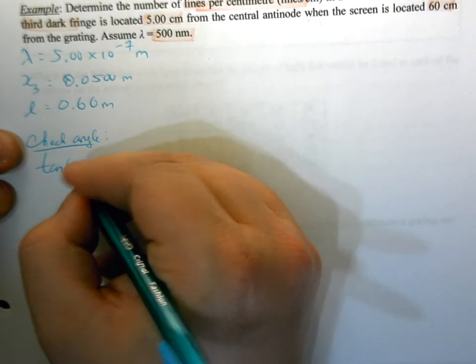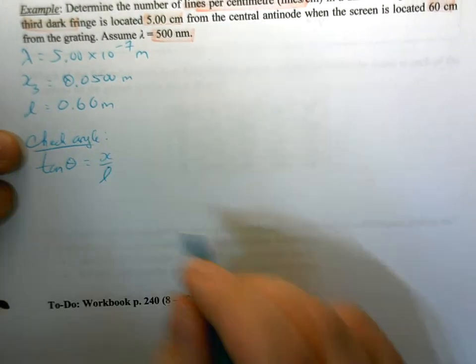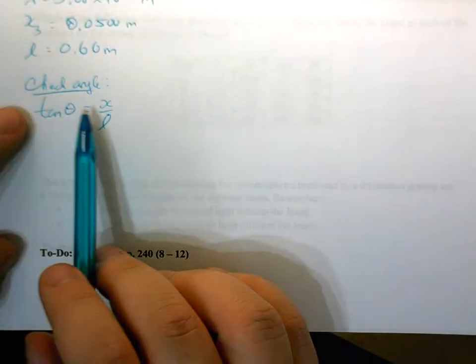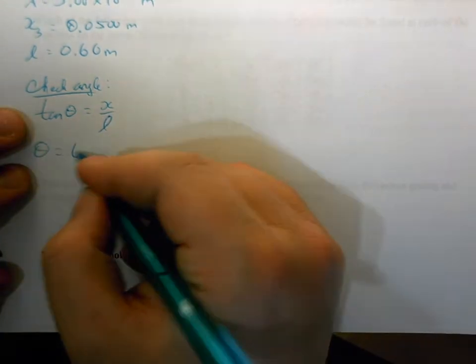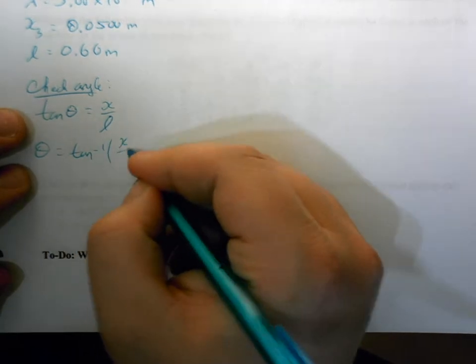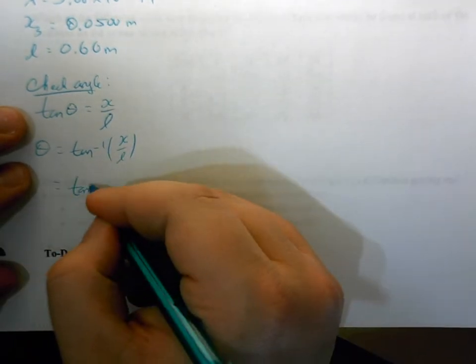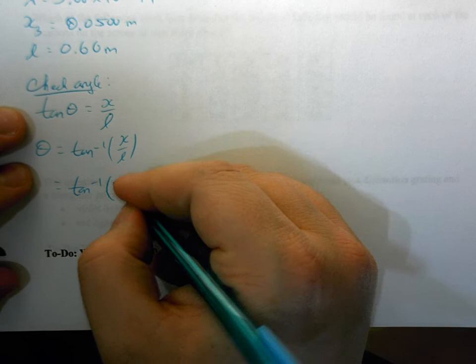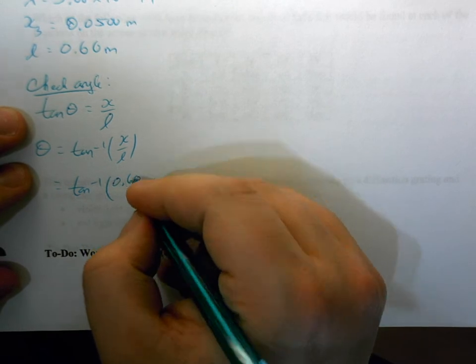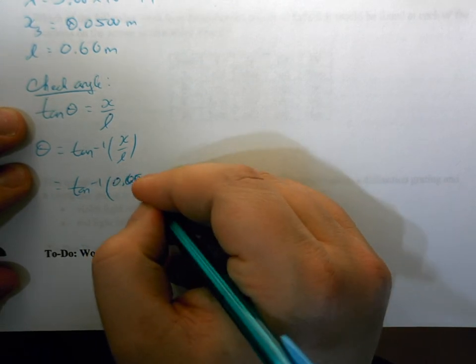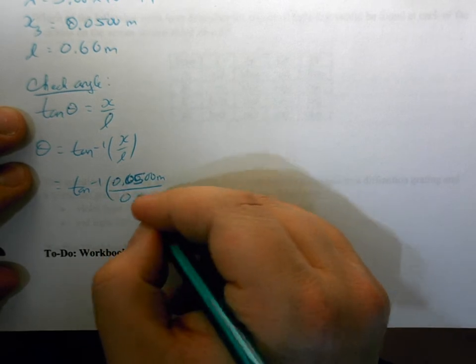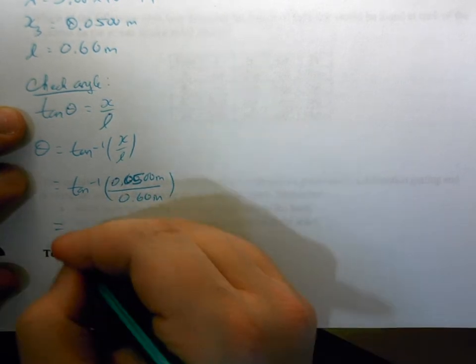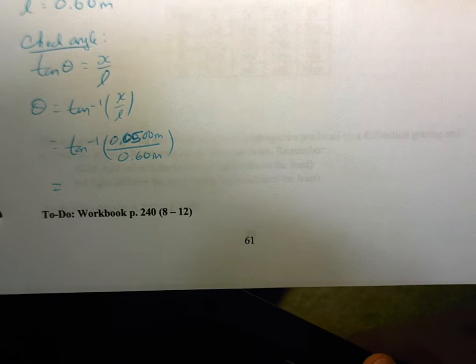Because I want to see, if the angle is small, could I use the small angle approximation? So we know the relationship between x and L is that tangent of theta. So theta is going to be the inverse tangent of x over L. So then we have this x value of 0.0500 meters, so 5 centimeters, divided by 60 centimeters, or 0.60 meters. So what's this going to give us?